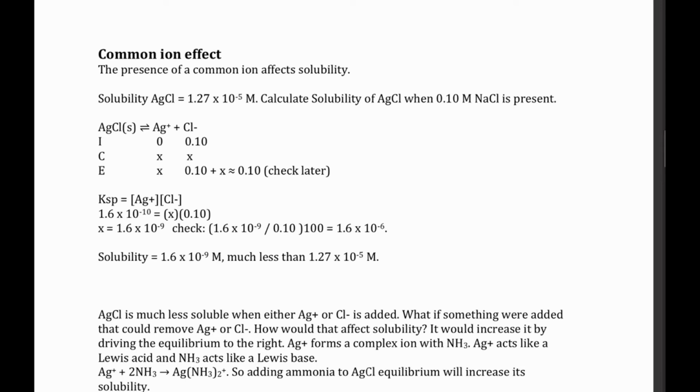So the solubility is 1.6 times 10 to the minus 9 molar when we have the chloride ions present, and that is much less than the solubility when we have no initial chloride ions present. And if you think about Le Chatelier's principle, when we have something on the right side, it pushes the equilibrium to the left side.